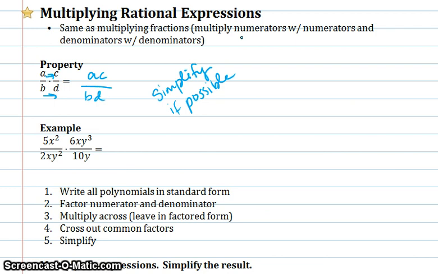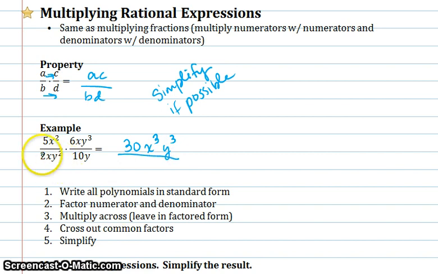If we had 5x squared over 2xy squared times 6xy cubed over 10y. So again, we want to multiply across. We have 5 times 6, that's 30. X squared times x, remember when we're multiplying we add the exponents, so that's x cubed. No y terms here and a y cubed, so that's y cubed on the top.